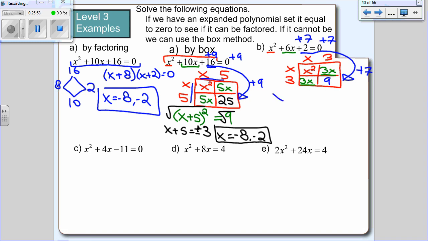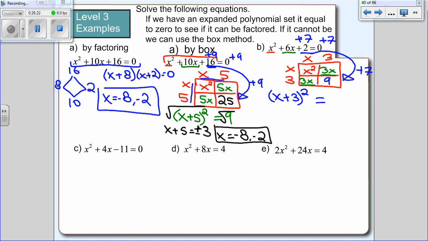That's the jump that most people get stuck on. So I'm turning that quadratic into the sides of my boxes, because it's the same thing as just saying x plus 3 squared. Equals, what's on the other side of my equal sign? 7. So I have x plus 3 squared equals 7.